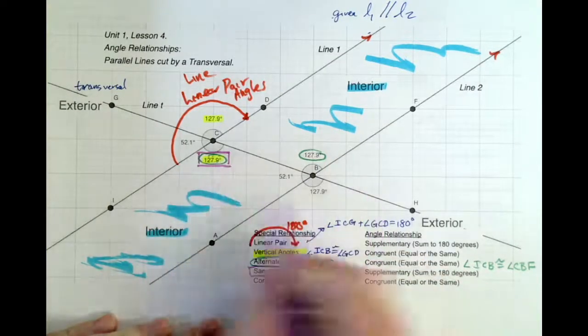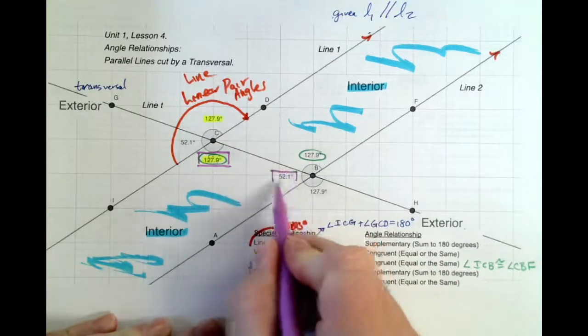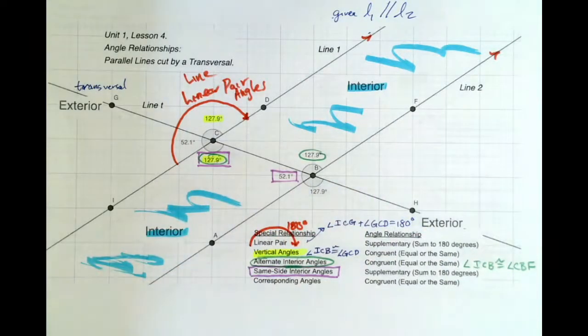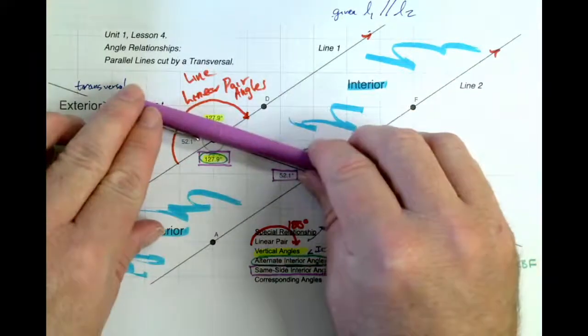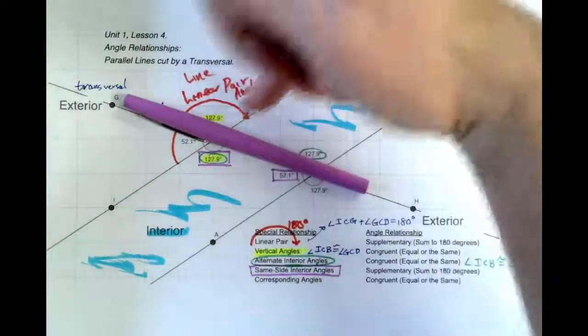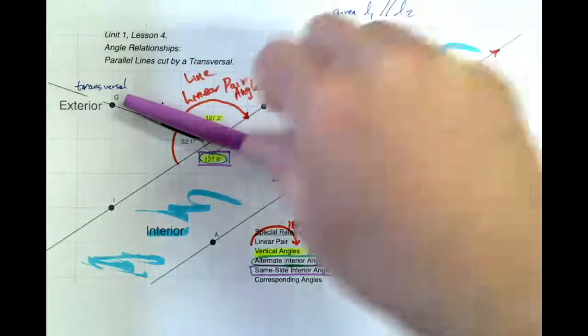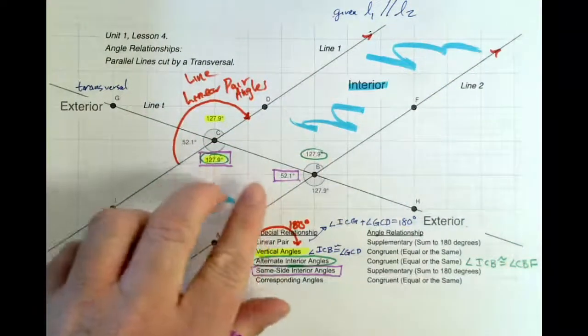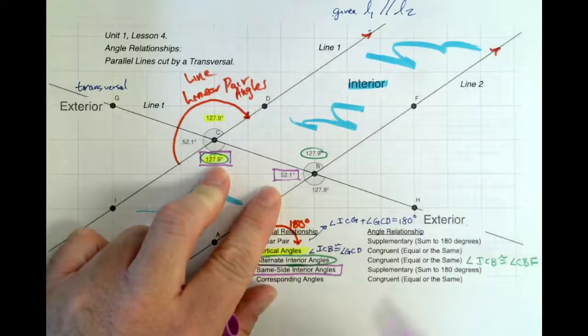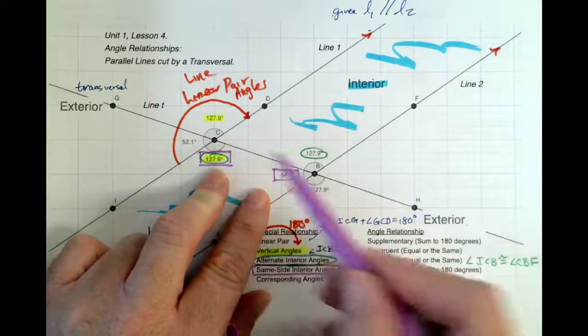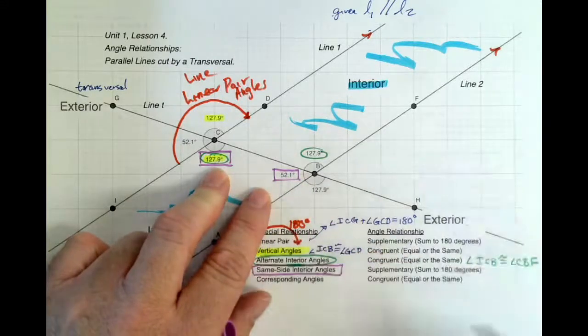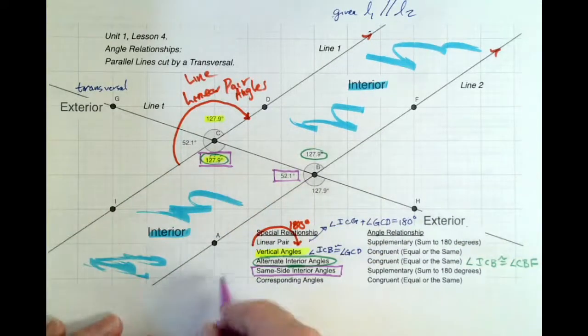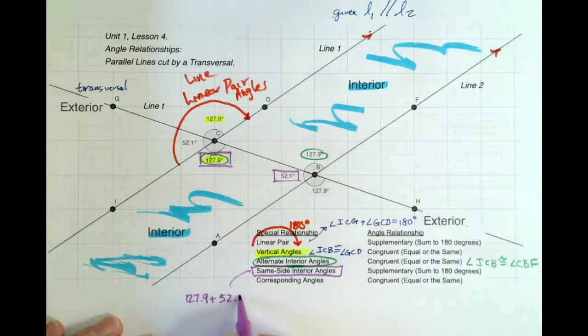So this angle has a lot of relationships right here. And now they're on the same side of the transversal. Remember, we travel on this transversal line, and they're both on the same side. They're both under the transversal. So you can look at them. Are they the same angle? Yes or no? No. This is 127.9. That's 52.1. So we have to make a statement that 127.9 plus 52.1 add up to 180 degrees.